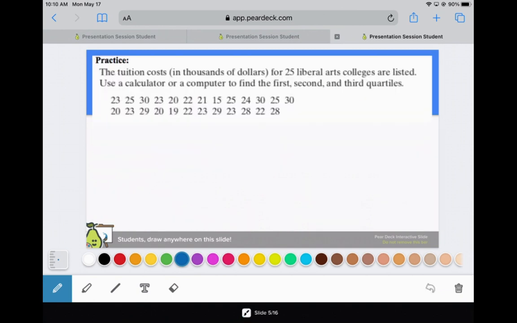Okay, remember the steps. It's okay if you don't. Yes, Elizabeth, put them in order. So that is the first step. You have to put this in order because we need to know the median, so we have to put them in order. Okay, so let's look in here.